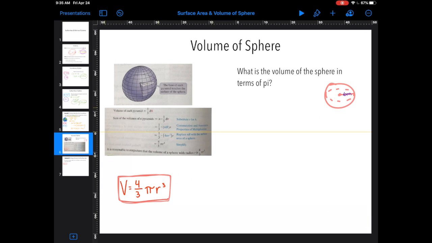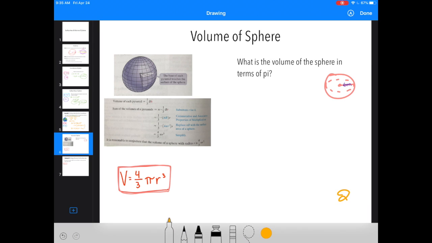Okay, so my volume equation for a sphere is, let's see, it's my pencil. Oh, there we go. We're alive again.